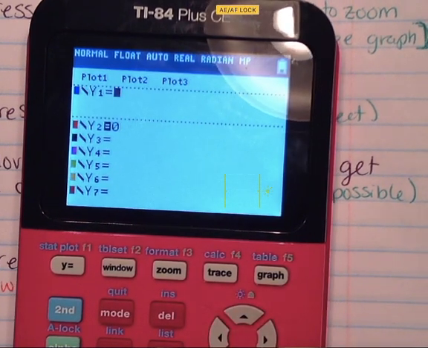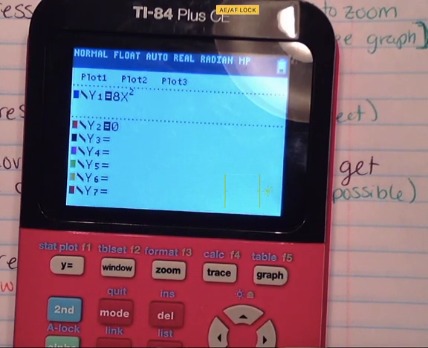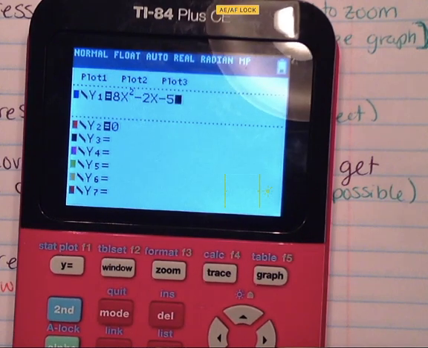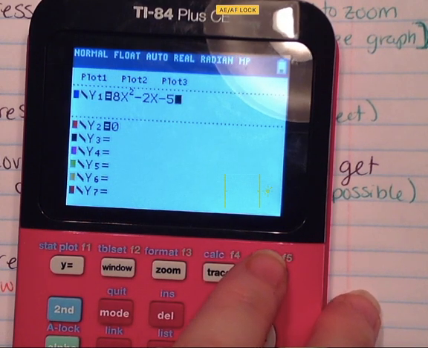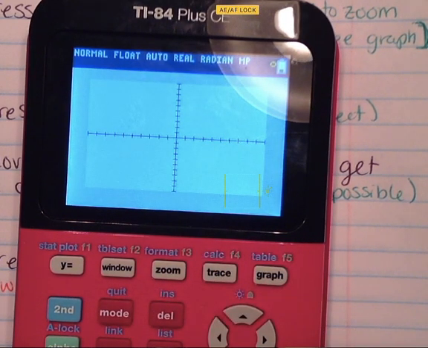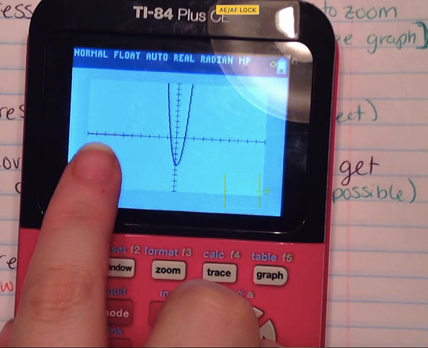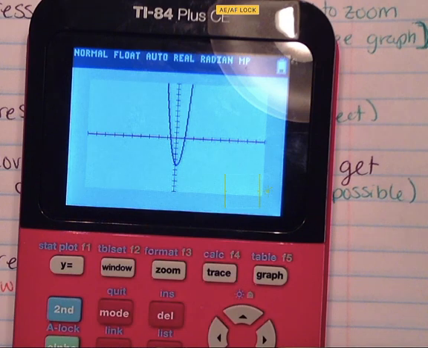I'm going to have 8x squared minus 2x and then minus 5. I'm going to keep my second one equal to 0 so that I can find the x-intercepts. So I'm going to press graph. So the first one's going to be the parabola. And then as you see, it makes a line going to the right. That was my y equals 0. I pressed graph because I'd already pressed zoom 6. I was still in the standard window.